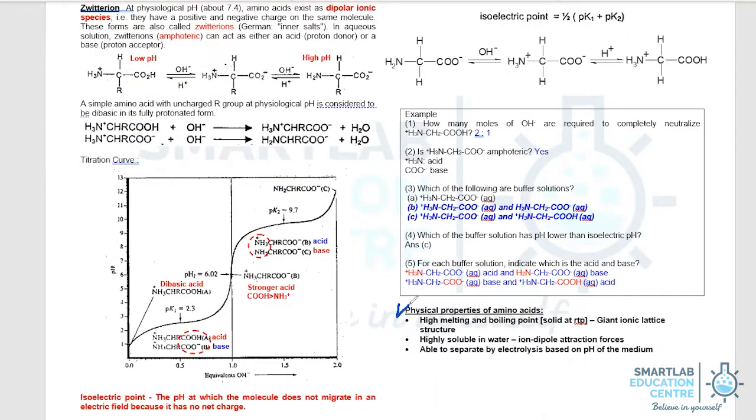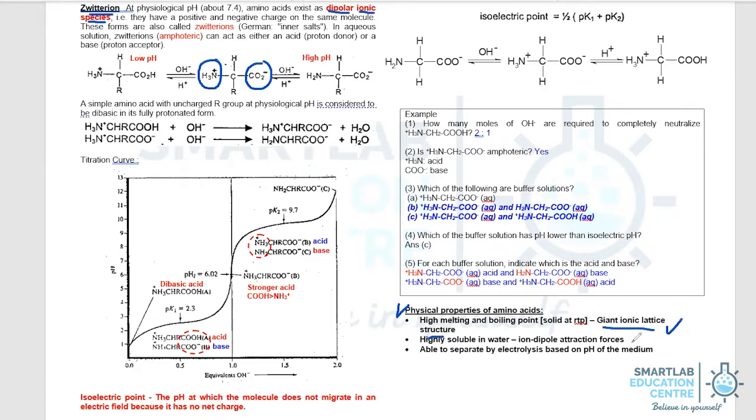Physical properties of amino acids. Amino acids exist as Zwitter ions. Zwitter ion means dipolar ionic species, meaning they have one side that is positively charged and another side that's negatively charged. Hence, they're ionic in nature. Hence, the Zwitter ions are closely packed together in a giant ionic lattice structure. Hence, it has a high melting point and boiling point.